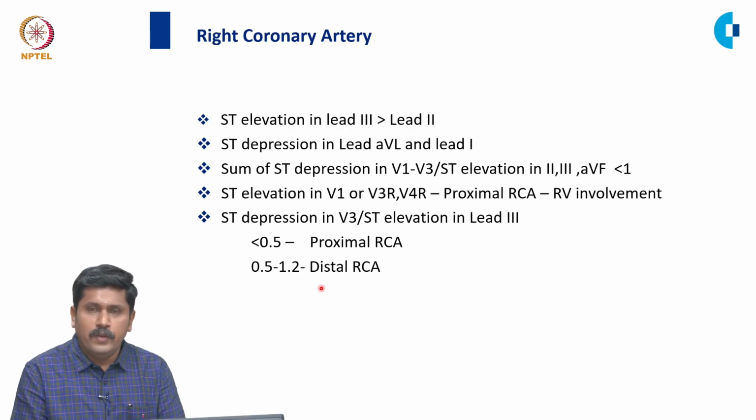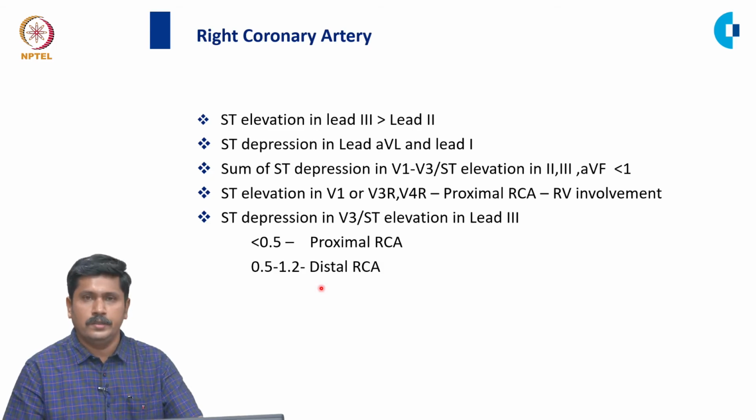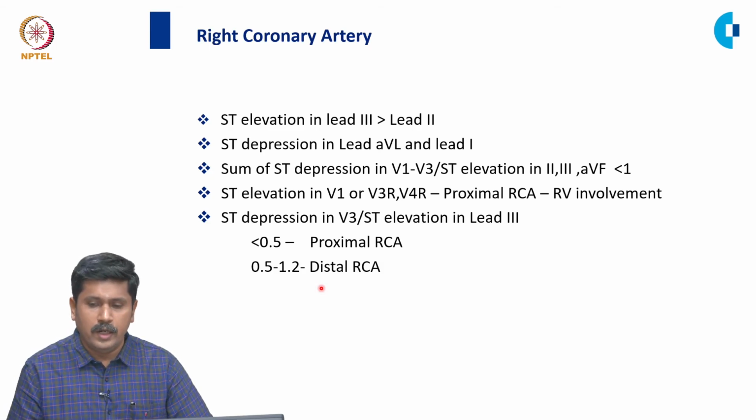And there is ST elevation in V1 or in the right sided leads, and ST depression in V3 divided by ST elevation in lead 3 is less than 0.5 in case of a proximal RCA lesion and 0.5 to 1.2 in case of a distal RCA lesion. So we can apply this criteria to an ECG.